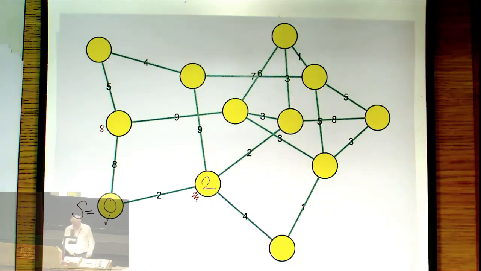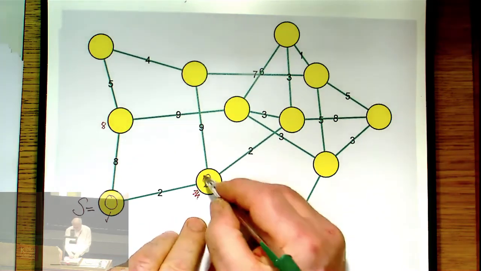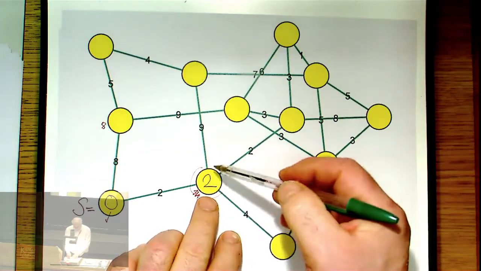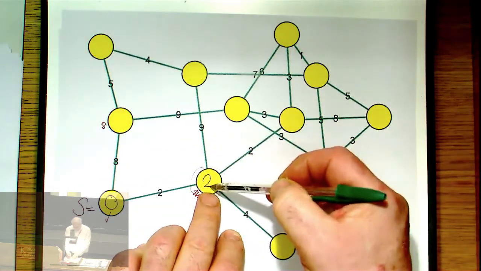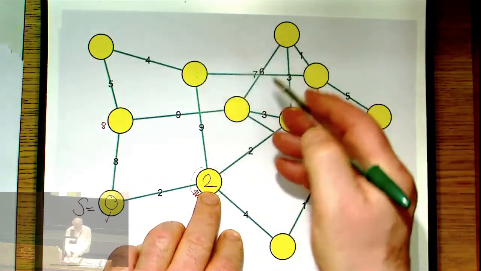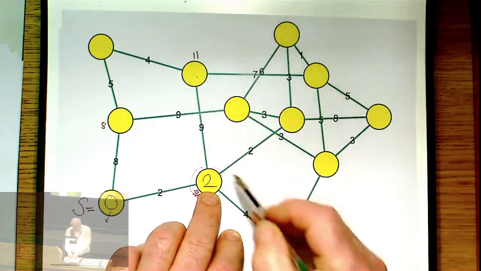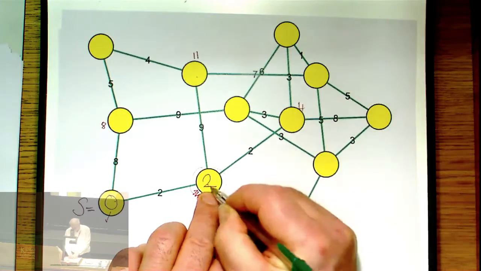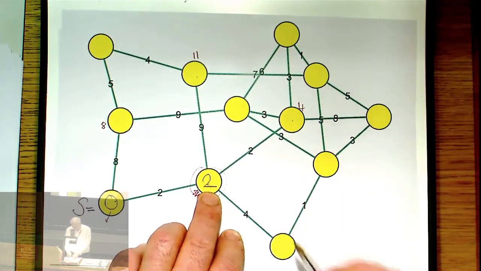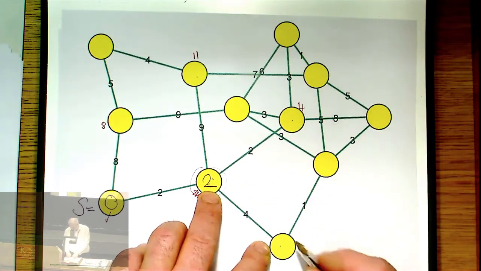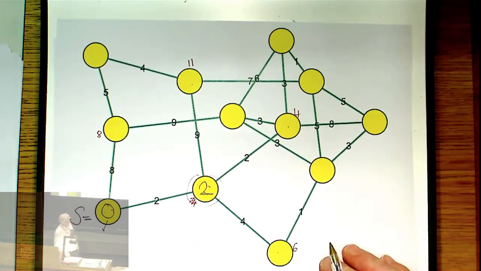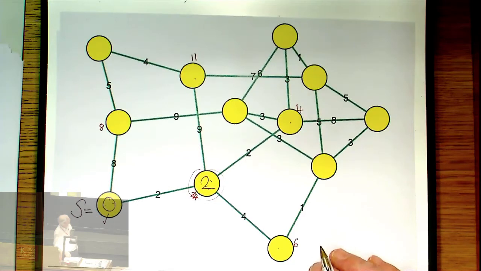Having done the 2, I then use this as my current vertex, and I look at all its adjacent vertices. So this one's been done. I can go from 2 up there, that would give me 11. And here you have to check what I'm doing. I can go to here, that would give me 4, because it's 2 to there plus 2 is 4. And I can go 2 plus 4 is 6. But I don't write the numbers inside because I don't yet know they're the shortest paths.